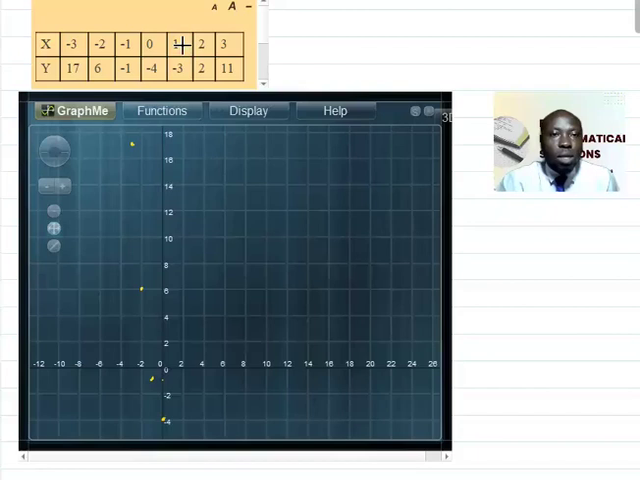So when x is 1, y is minus 3. So minus 3 is between 2 and minus 4. So they meet somewhere here. So when x is 2, y is also 2. So they meet here. So when x is 3, y is 11. So 11 is in between 10.